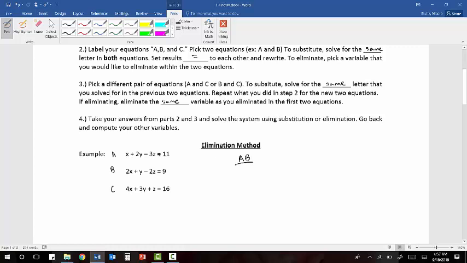So we're going to just go ahead and copy those equations as follows. So x plus 2y minus 3z equals 11. And we have 2x plus y minus 2z equals 9. So then your next step is you want to pick a variable to eliminate. So you can go with x's, y's, or z's. It does not matter. I think I'm going to do the x's today.